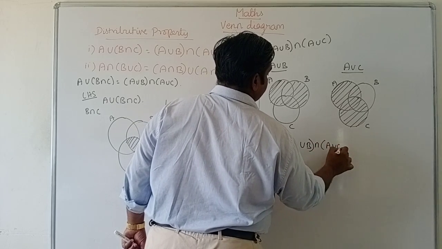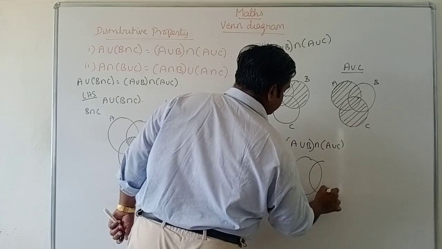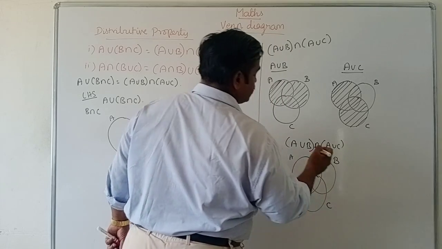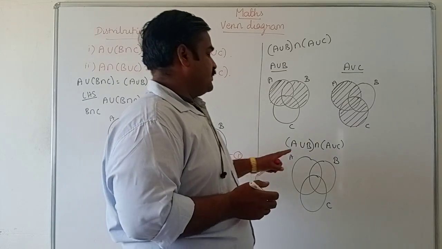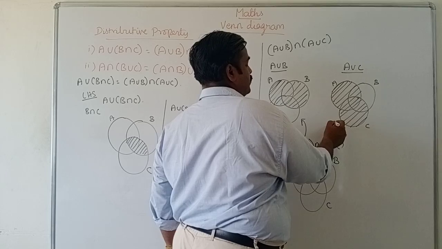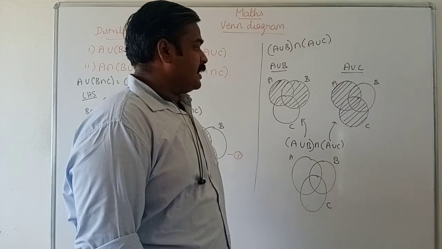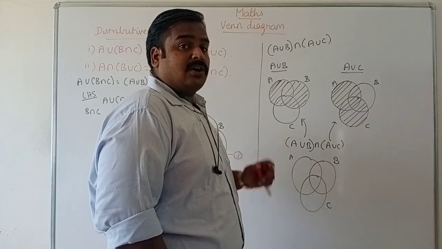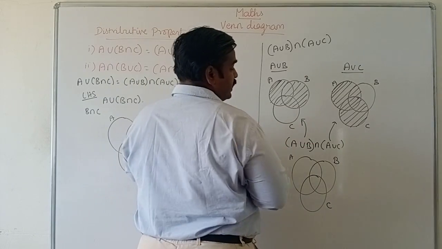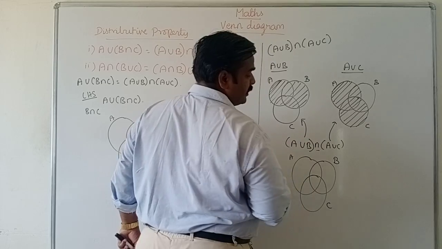The last one is A union B intersection A union C. A, B, C. So what does this intersection stand for? This is A union B and this is A union C. Now for the intersection of these two diagrams, we need to shade the commonly shaded areas, because intersection defines the common area.